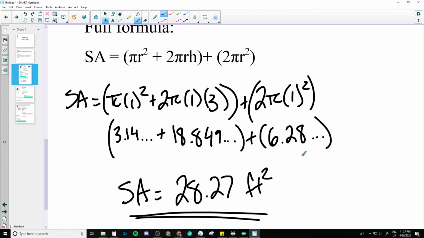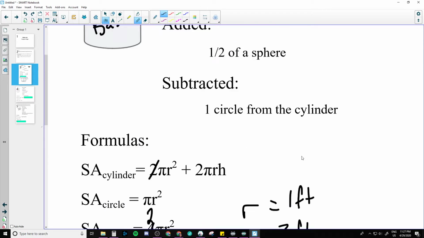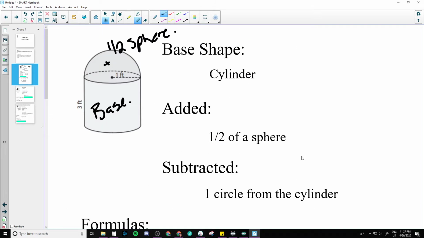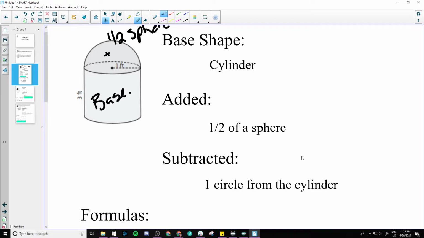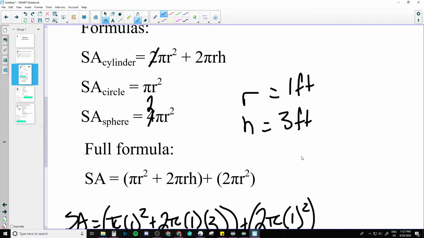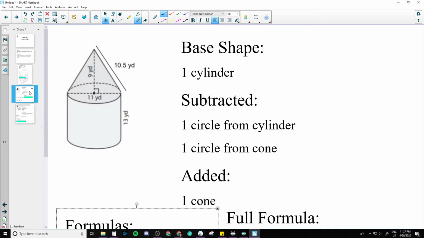Okay. So again, what we did was we looked at the shape. We decided what's our base shape, what has been added or subtracted to or from it, and then we combined our formulas as necessary. Okay, so let's take a look at another example that just gives us a shape and asks us to figure it out. So again, I've decided the base shape for me is this cylinder.